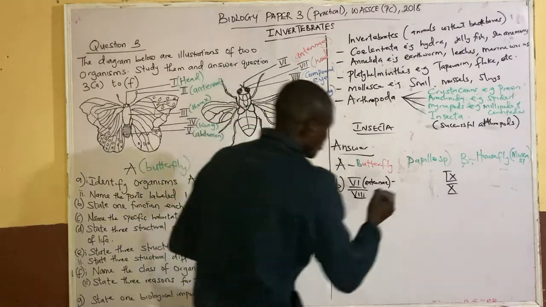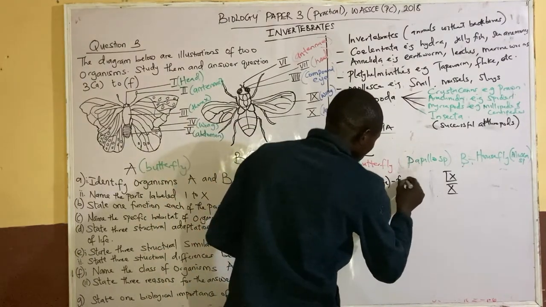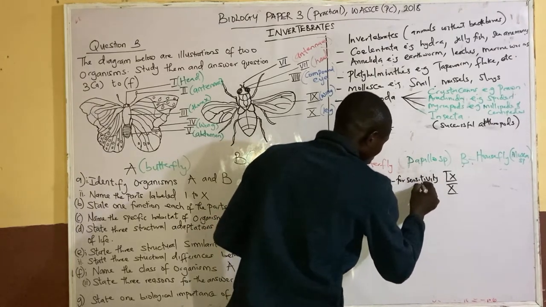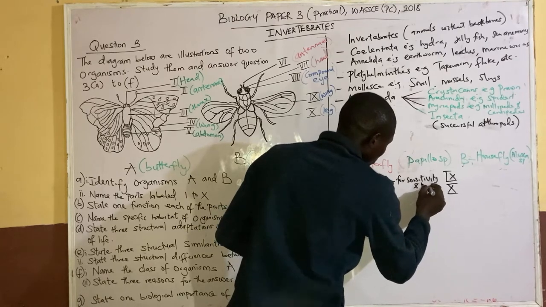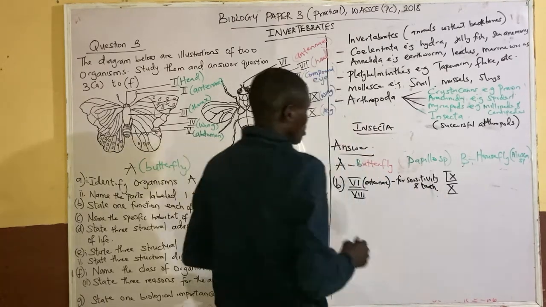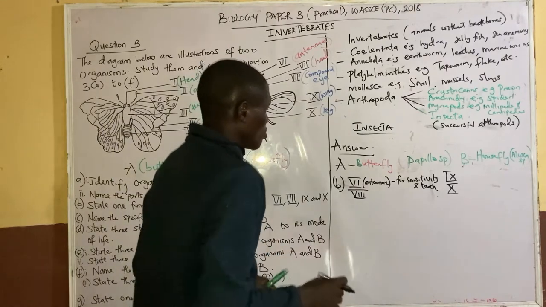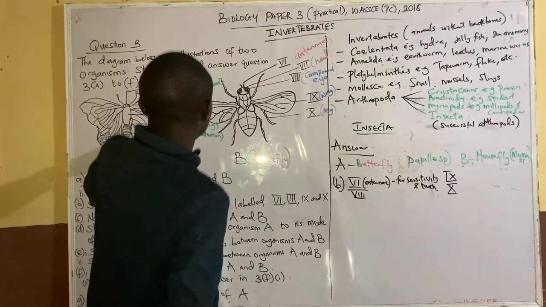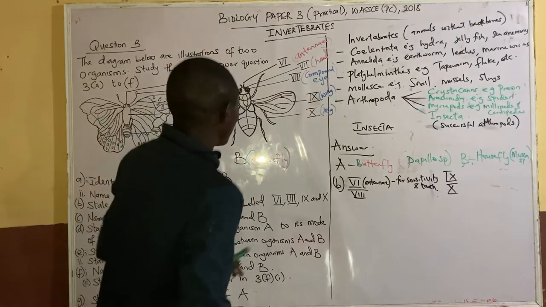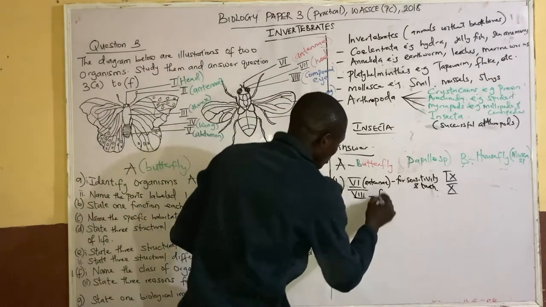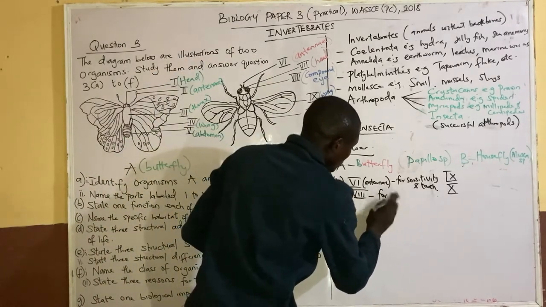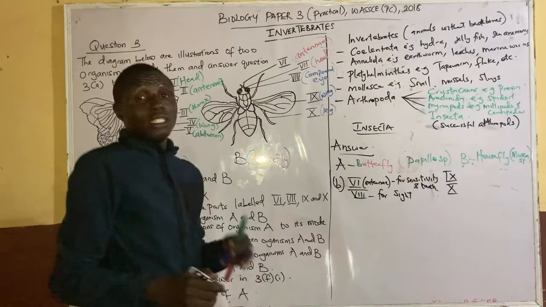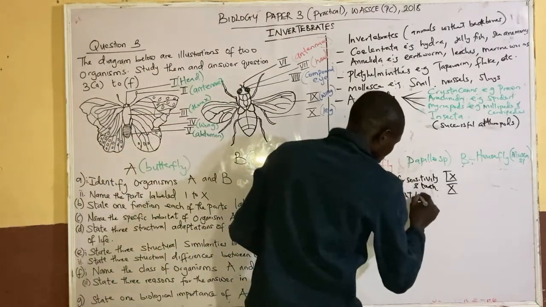It's for sensitivity and touch, the sense of feeling. So for sensitivity and touch, that's the major function of the antenna. Now number 8 is what? We have the compound eyes. Compound eyes are for vision, for sight. We use the eyes for seeing. Also, the insect uses the eyes for sight or vision.